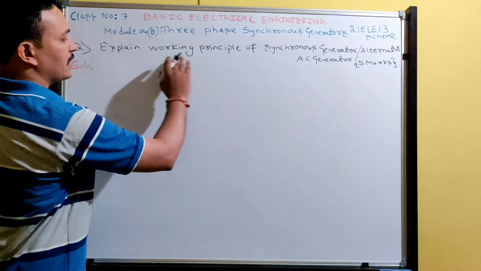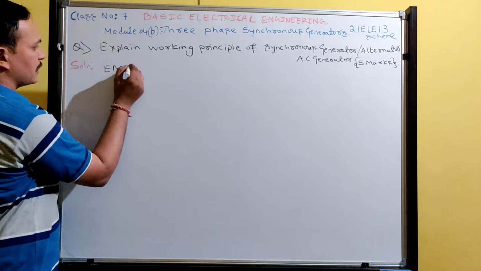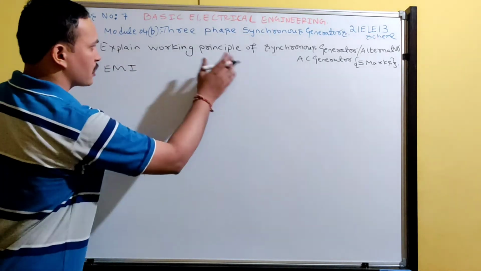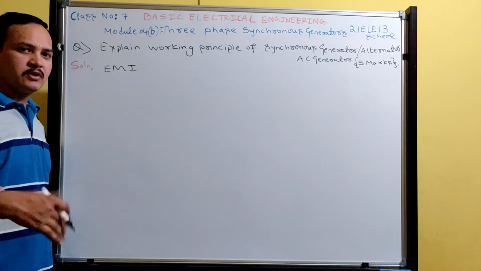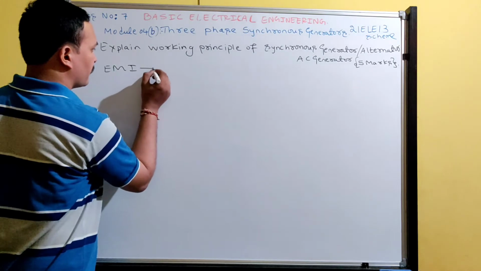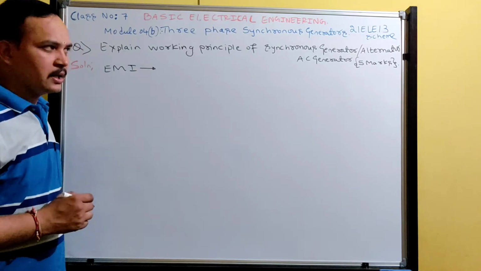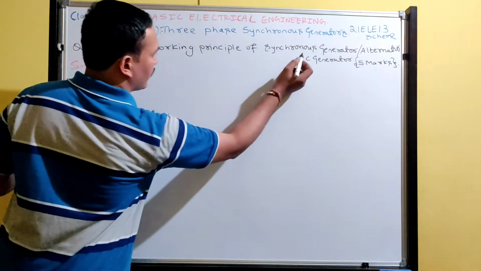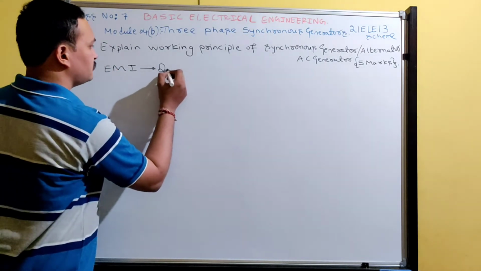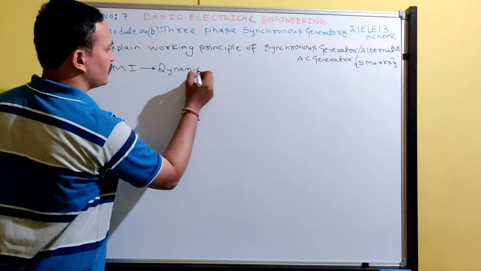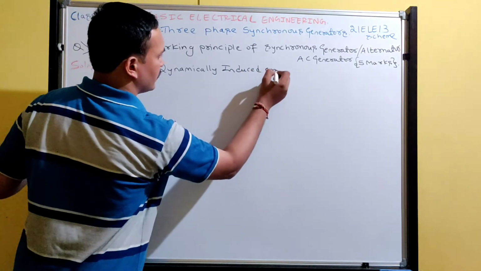See, a DC or AC generator works on the principle of electromagnetic induction. Okay, EMI means it works on the principle of electromagnetic induction. See, electromagnetic induction is very big. In that, which principle? We have 2 types of electromagnetic induction. One is statically induced EMF and another one is dynamically induced EMF. So synchronous generator works on the principle of electromagnetic induction, that is dynamically induced EMF.